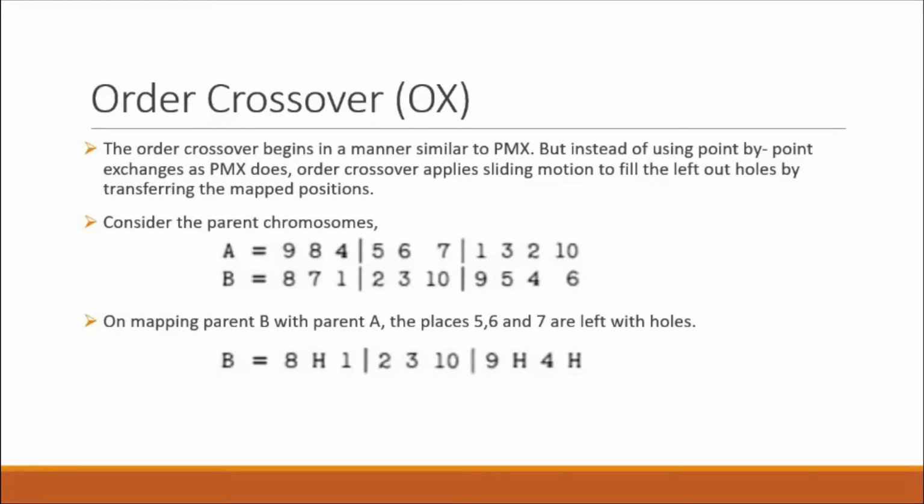So let us see how it is being done. Consider two parents A and B. In this case also we are considering two crossover points, the first one and the second one. So 5, 6, 7 and 2, 3, 10 are within the crossover points. From the first one, we take 5, 6 and 7 between the crossover points. In the second chromosome, wherever 5, 6 and 7 come, we delete those values.